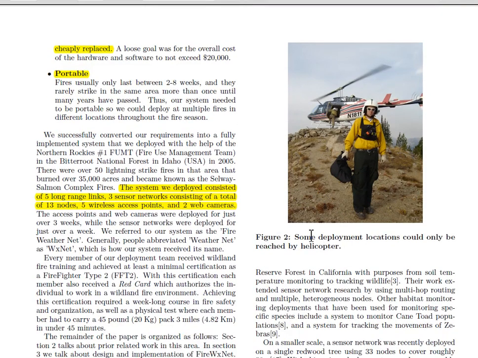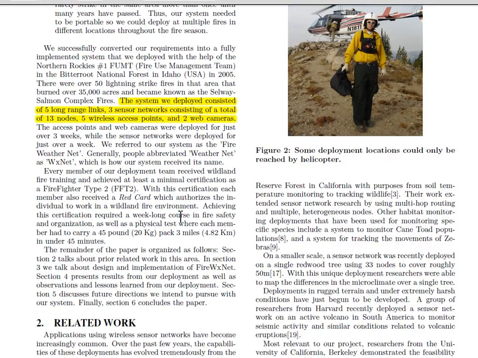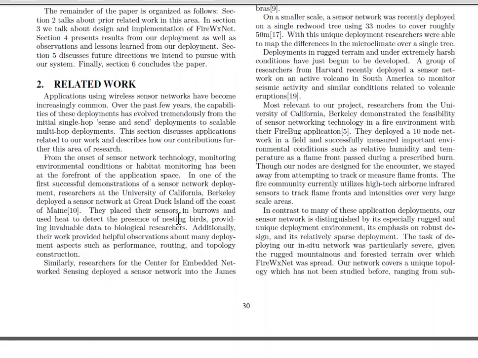So the system they deployed consisted of 5 long-range links, 3 sensor networks consisting of a total of 13 nodes, and 5 wireless access points plus 2 web cameras. This is the hardware requirement for this project.